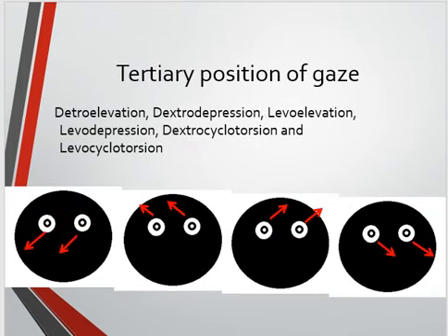The tertiary positions of gaze, again, are described as dextro elevation, dextro depression, levo elevation, levo depression, dextro cyclotorsion, levo cyclotorsion. Dextro elevation means, dextro means to the right, elevation means up. So up and to the right is dextro elevation. Similarly, down and to the right is dextro depression. Levo elevation means up and to the left. Levo depression means down and to the left.